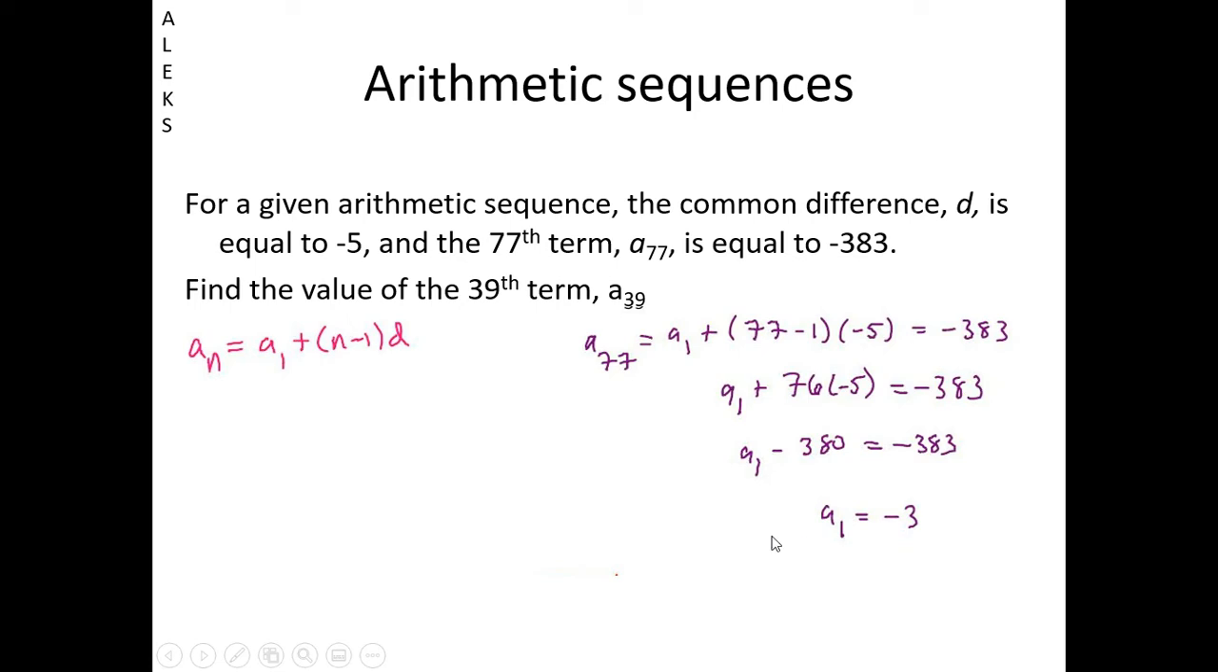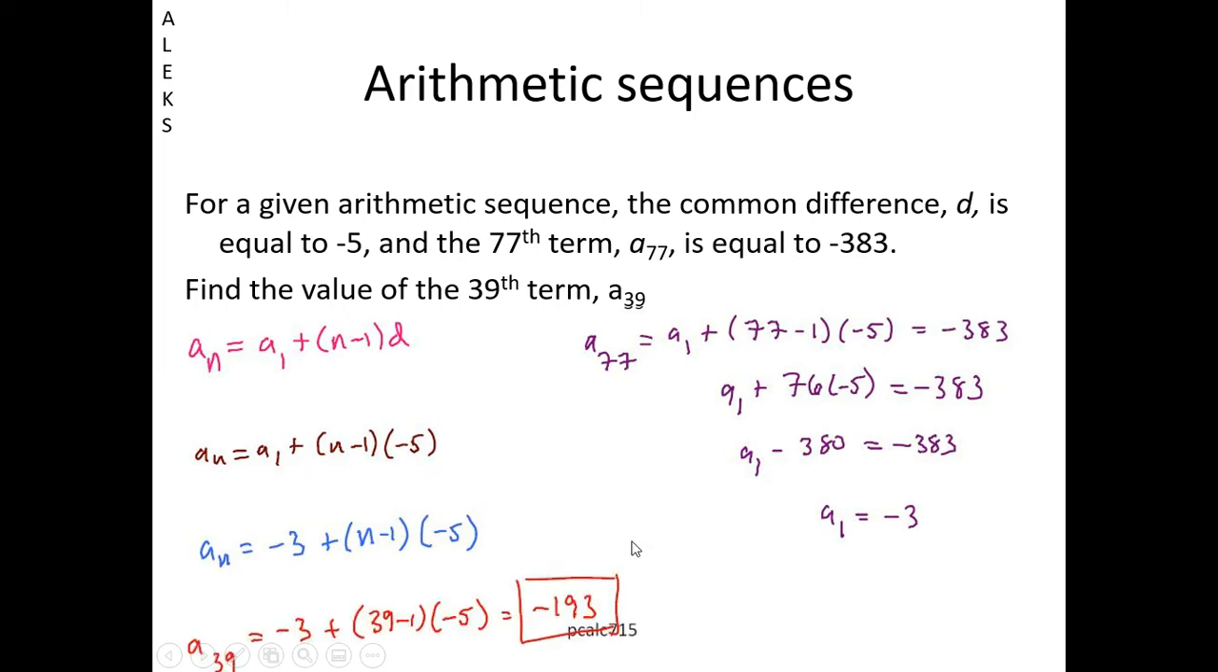Now I can take that information and figure out what the 39th term is because I know what a sub 1 is, and I know what the difference d is. My difference d is -5. I know that my a sub 1 is -3. So a sub n is equal to -3 plus n minus 1 times -5. And if I plug that in, a sub 39 is equal to -3 plus 39 minus 1 times -5, and do a little math, and it turns out to be -193.